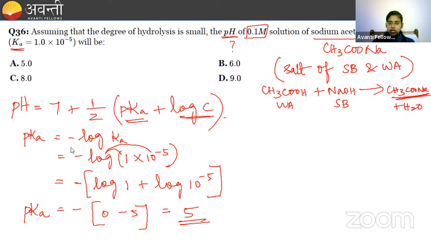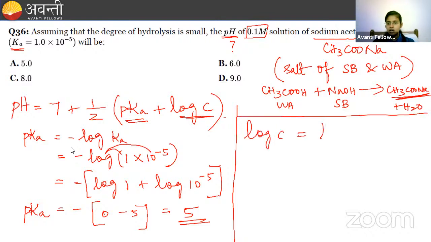And we also have the C value. C is the concentration. So log C is equal to log of 0.1. Log of 0.1 can be written as log of 10 to the power minus 1, and log of 10 to the power minus 1 is minus 1. So log C is equal to minus 1.